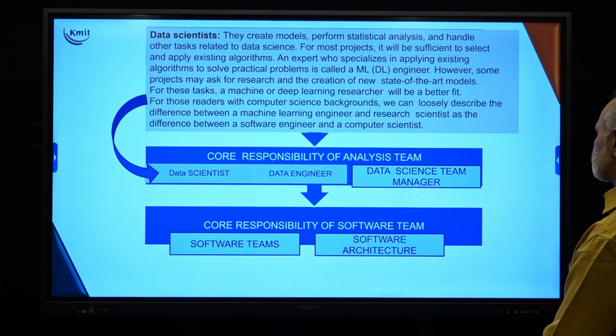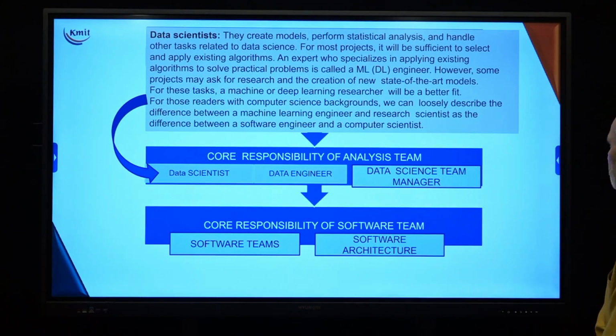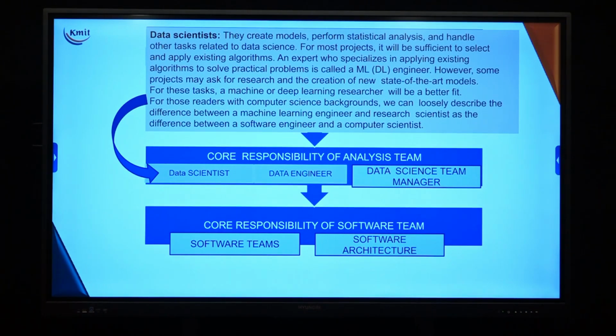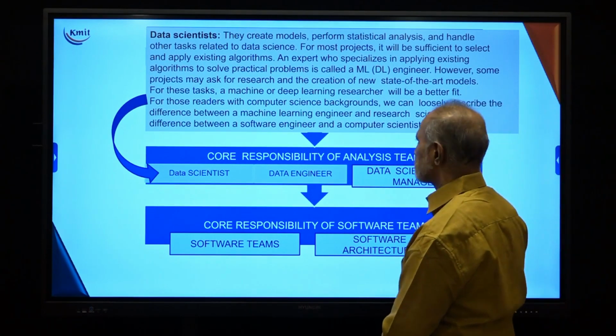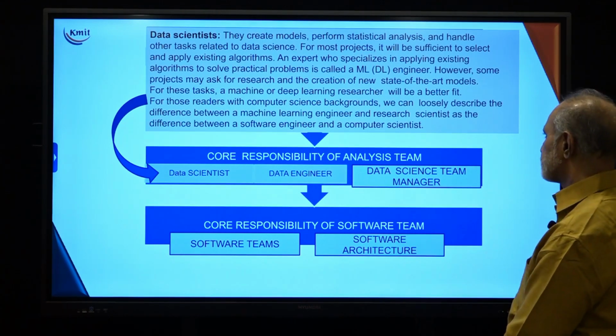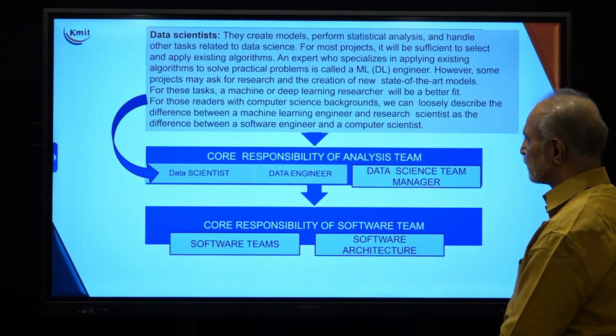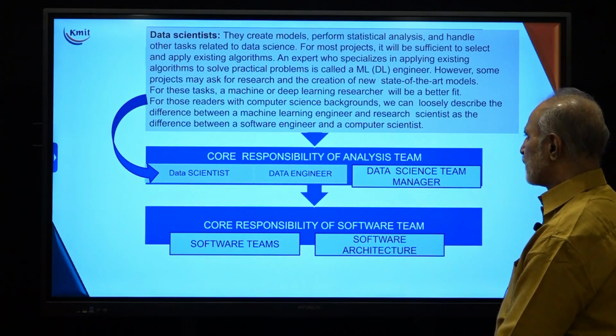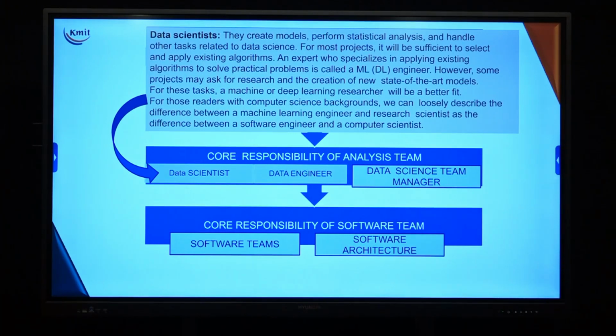An expert who specializes in applying existing algorithms to solve a practical problem is your machine learning or deep learning engineer. However, some projects may ask for research and creation of a new state-of-the-art model. Like every day, new deep learning neural network state-of-the-art models are coming up, and the Keras library is full of them. So, for these tasks, a machine or deep learning researcher will be a better fit.